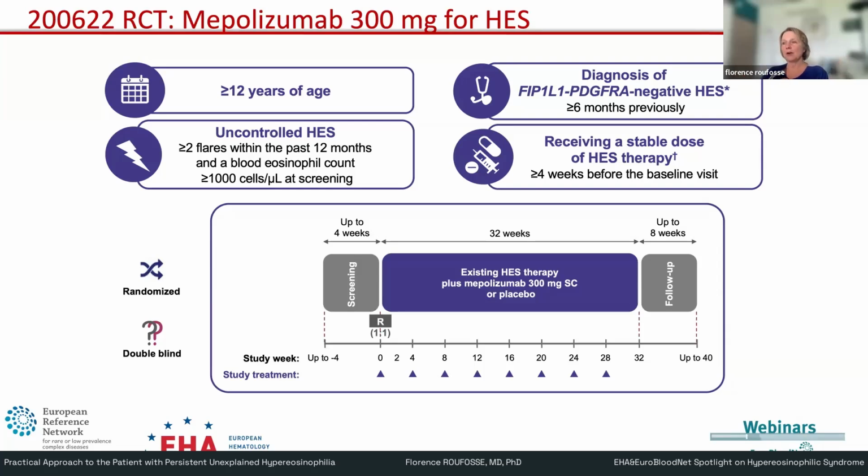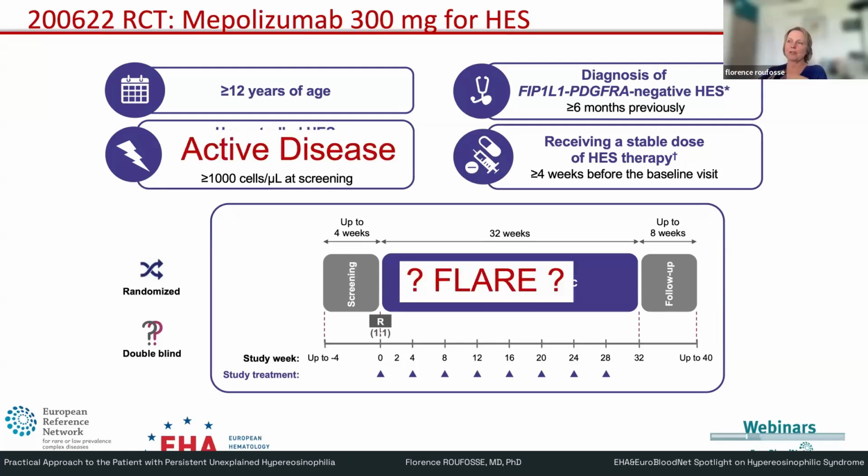So these patients are basically on a starting block. They're ready to flare, and then you randomize them to receive either mepolizumab 300 milligrams subcutaneously every 4 weeks or placebo. And you look to see the proportion of patients who have a disease flare. I just want to add in passing, obviously, these patients had to be FIP1L1-PDGFR alpha negative because those patients are not eligible for this kind of therapy. They're eligible for tyrosine kinase inhibitor therapy, obviously.